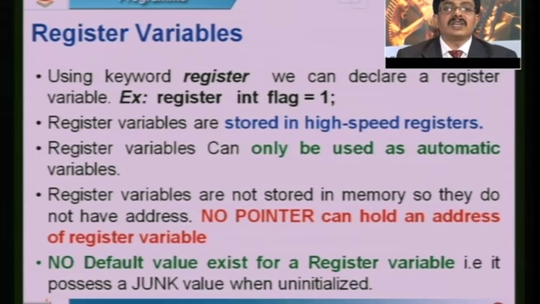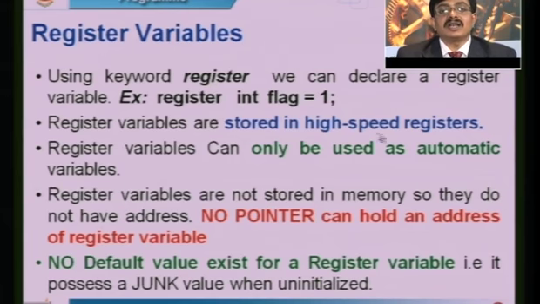Now, we have another type of variables called register variables. We can declare a register variable by making use of the keyword register, as in register int flag is equal to 1. The one speciality of these register variables is that they are not stored in memory, rather they are stored in high speed registers. In the case of loops, if some 100 iterations have to be done, instead of storing that in memory, if I store that in a register, then that will enhance the execution speed of the program. So, for faster execution, sometimes we declare a register variable.